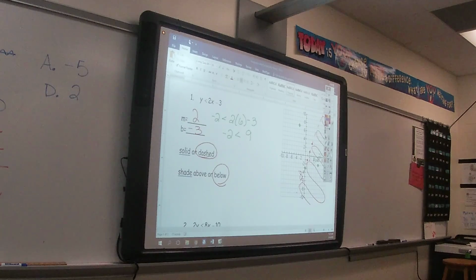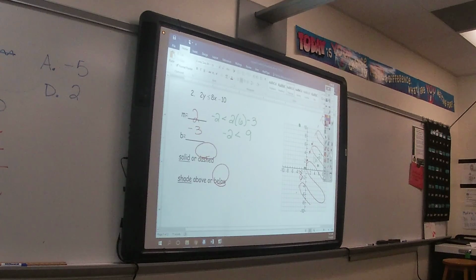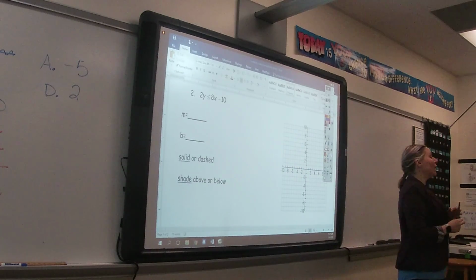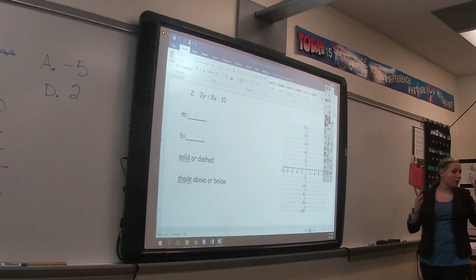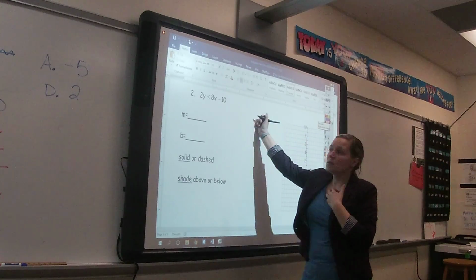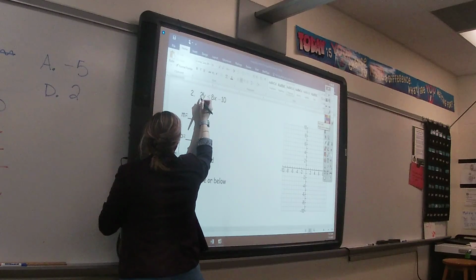Okay, so let's look at number 2. What are we going to do? Why do we need to solve this for Y? So Y is not by itself. Right, Y is not by itself, so our little memorization rules, if that's the route we're going, aren't going to work. So if we solve this for Y, what are we going to do here? Divide by 2 of this.